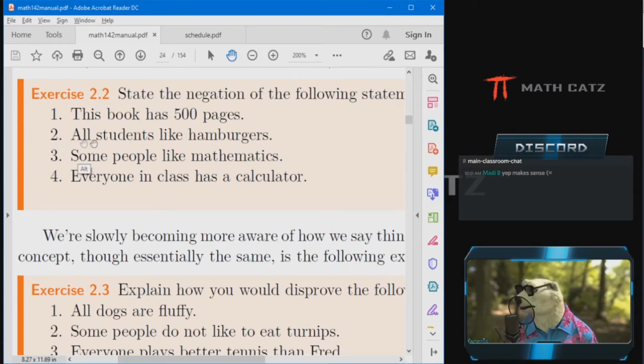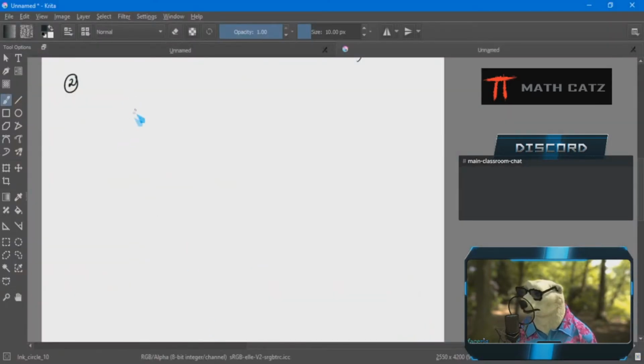The statement is, all students like hamburgers. Now, when I think about how many students can like burgers, it's not 500 or not. There's a whole range of students, ranging from 0 to all possible students, and anything in between. So the statement and its negation, it's a little bit more complicated. Let's have a little diagram.